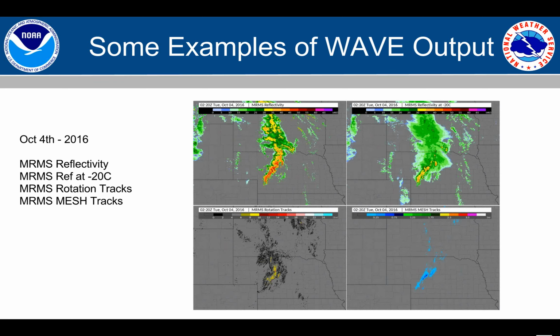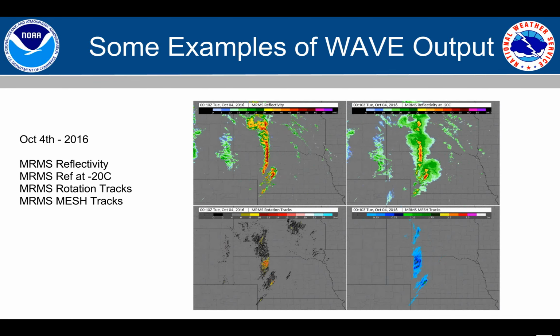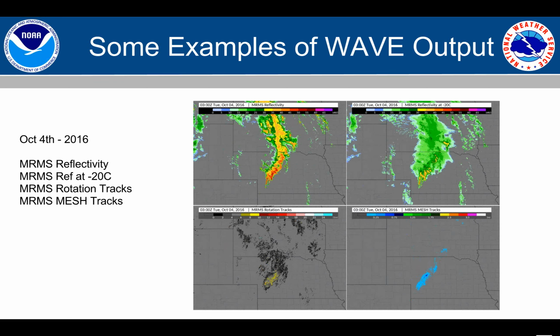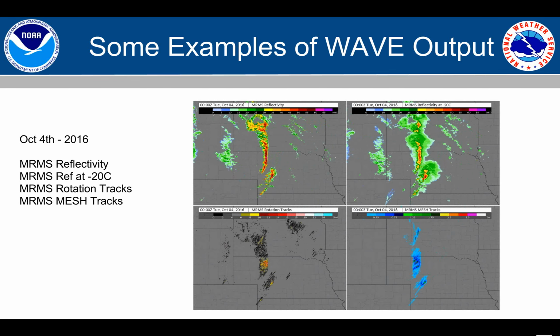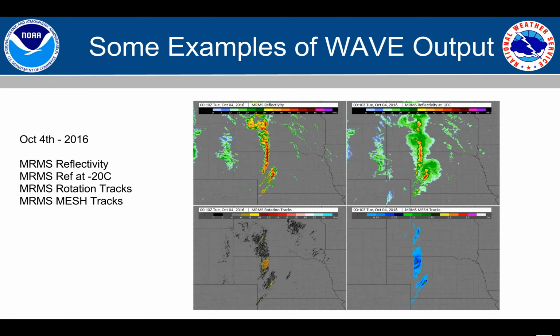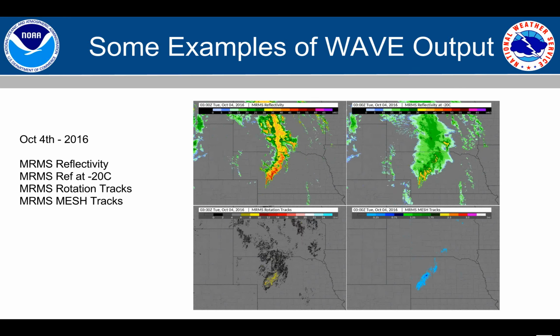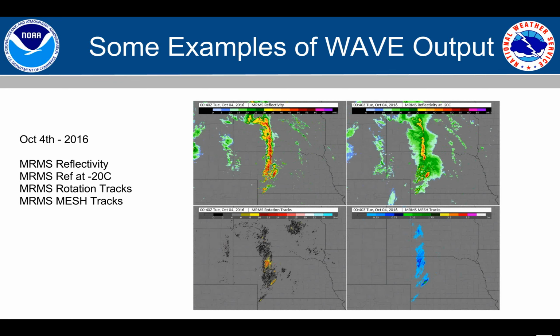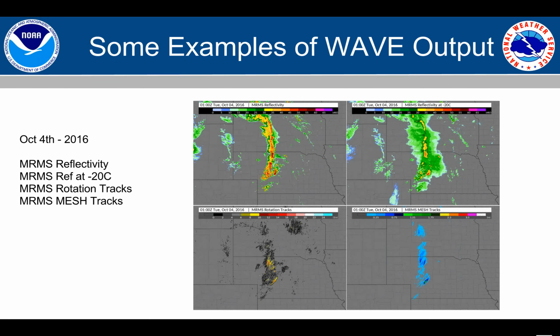Just another MRMS example showing that you can have mesh tracks and rotation tracks. Basically, not everything that the MRMS has right now. We do filter out some of the stuff. Again, we're trying to save space, be efficient, be quick, and filter out the data that we think is important. And we can always tweak that, of course.